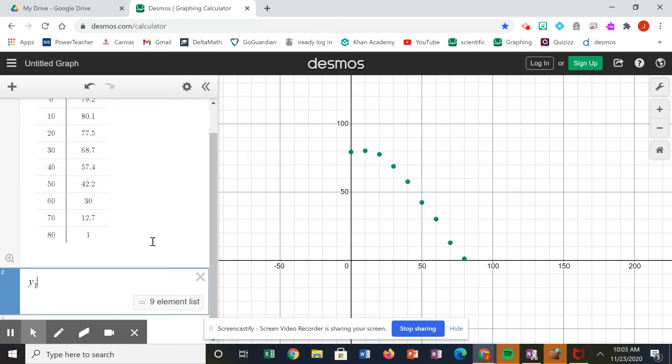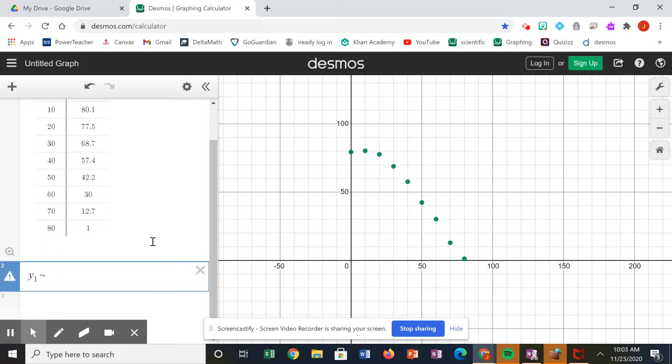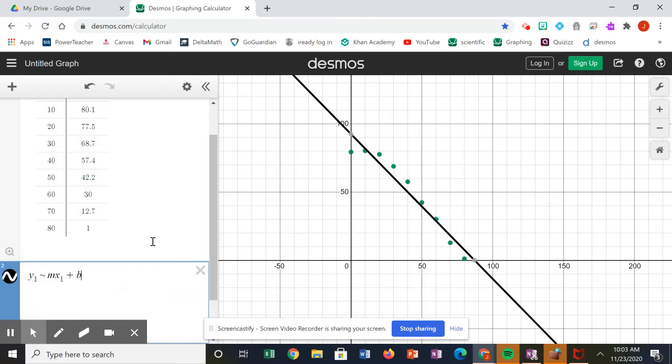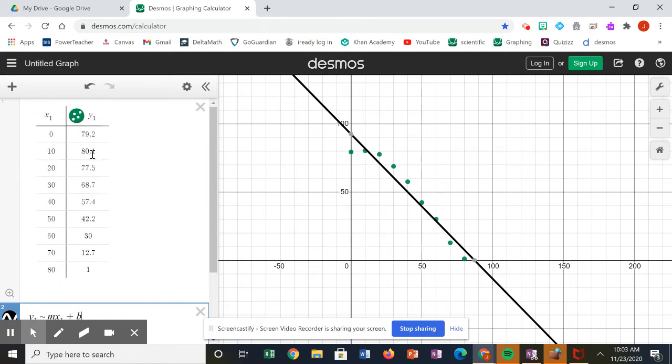Y1, and then we are going to use this symbol right here, that's right next to the 1 on your keyboard. That's kind of like approximately. Y1 is approximately equal to m times x1 plus b. So this is essentially just slope-intercept form, y equals mx plus b, but we have written our x1 and y1 instead of just x and y, so that Desmos knows to use this table above to find it.